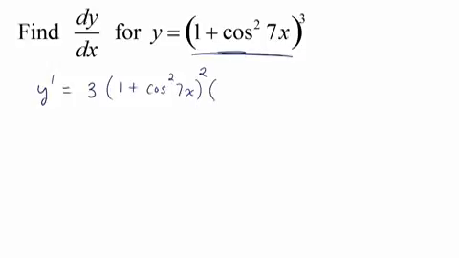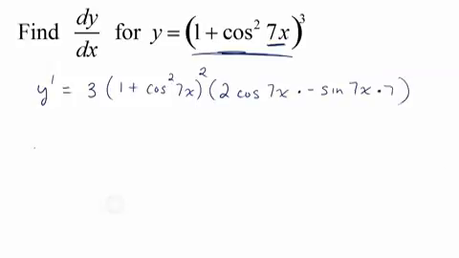Derivative of 1, 0. The derivative of cosine squared 7x would be 2 cosine 7x times the derivative of cosine 7x, which is negative sine 7x. But now we must also go back inside and take the derivative of this inner function. And the derivative of 7x is 7. So we multiply by another factor of 7.